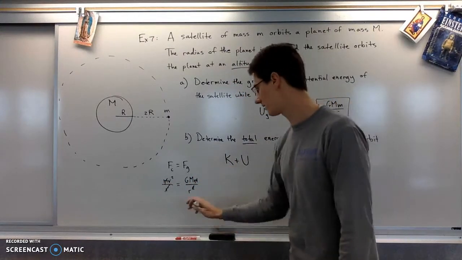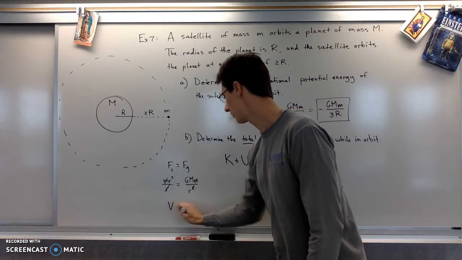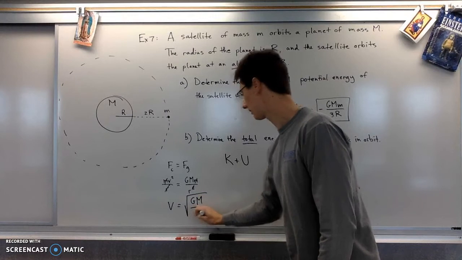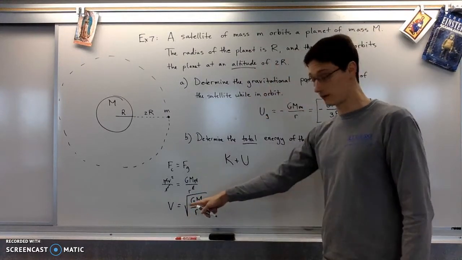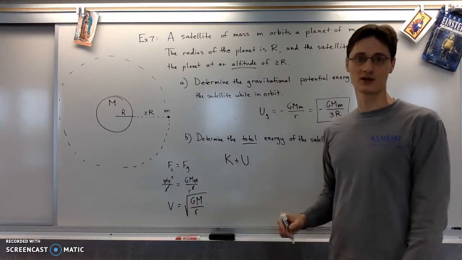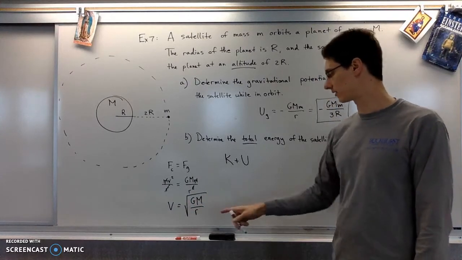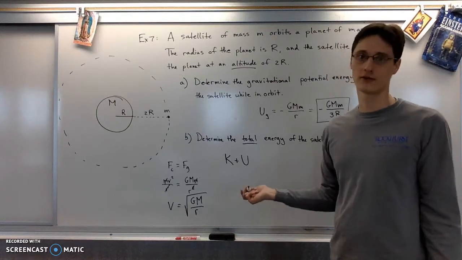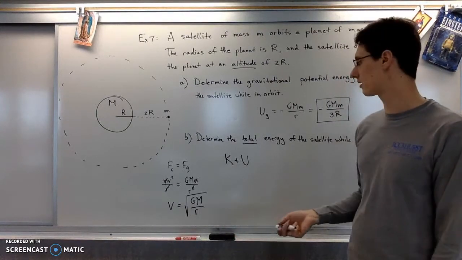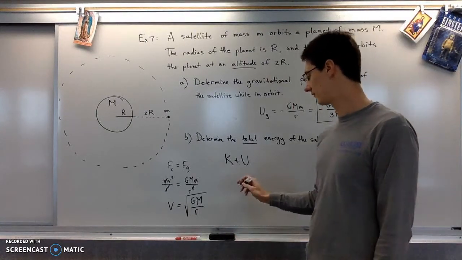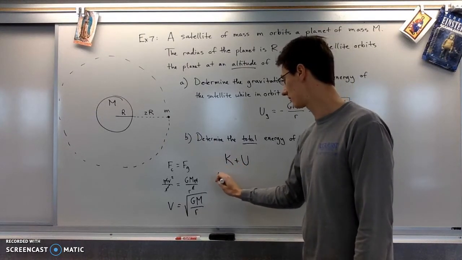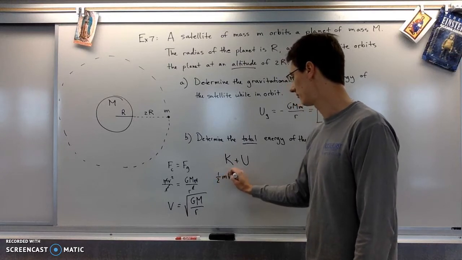So the m and one of the r's cancels, and we get v equals root GM over r. All right, so that means the speed depends on the orbital radius, right? The larger the radius, the slower it can go, because it's farther away, it's a bigger circle, and it's easier to go in that kind of a path if it's a bigger circle.